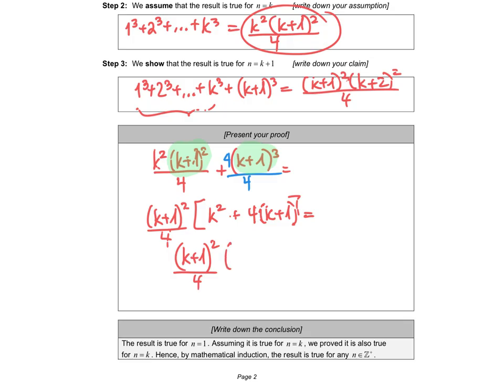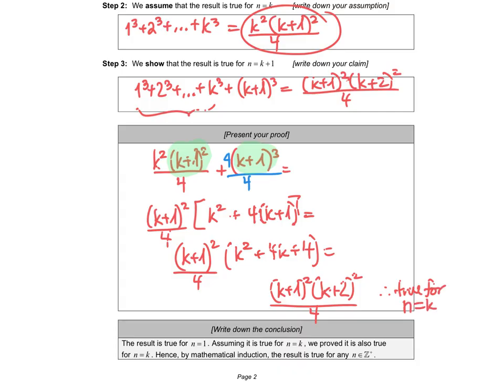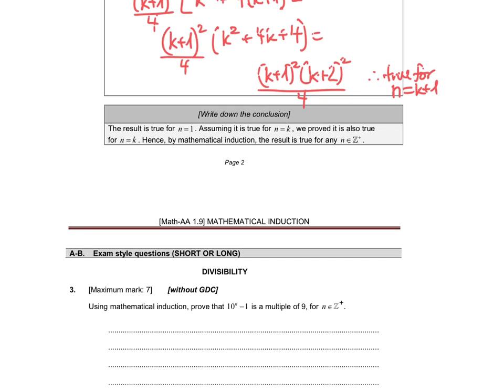And then if we distribute this, we're going to have 4k plus 4. And we can factor that. So that's going to be k plus 1 squared on the outside, and this factors to k plus 2 squared, and that's over 4. And this is exactly what we wanted to show. So true for n equals 1. Oh, sorry, n equals k plus 1. So then we have the conclusion, and that is just going to be copied and pasted the whole way down.